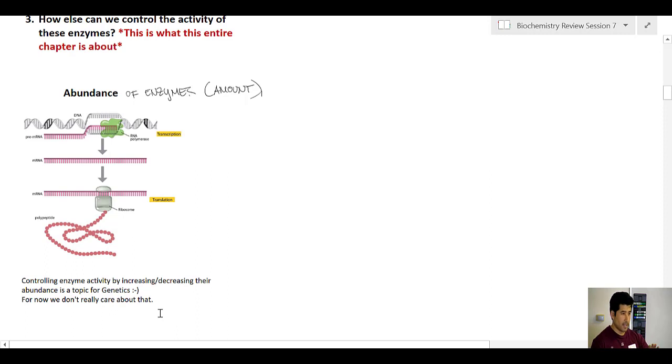If we have a lot of enzymes, what can we say about our Vmax? Is it going to be high or low? Higher. So if we have a lower amount of enzymes, what's going to happen to our Vmax? It's going to go lower. So controlling the abundance of enzymes is a way to control the activity.